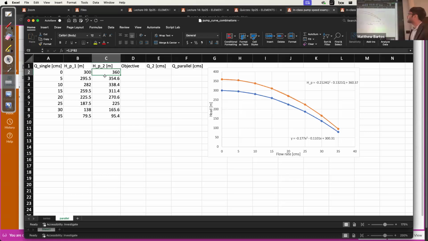So if we're adding together these points in the horizontal direction, we need to find the discharges that, for the second pump curve, the one in orange, match the head points corresponding to our first pump curve. So for 300 meters, for example, we need to find the discharge on the orange curve that corresponds to a head of 300 meters. And we need to do that for each of these points on the blue pump curve, our first pump curve. So how did we go about doing that?